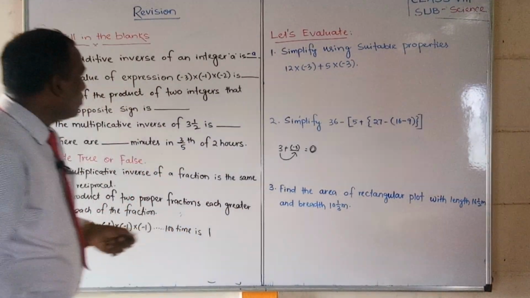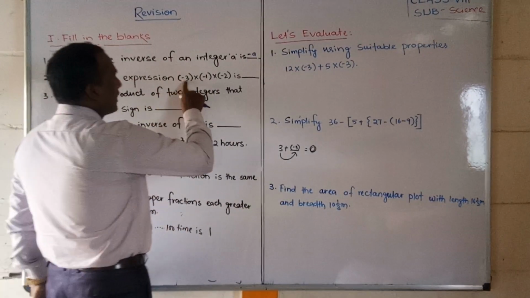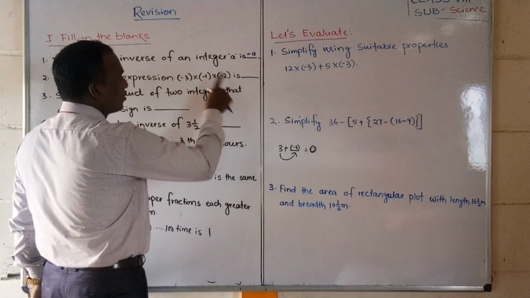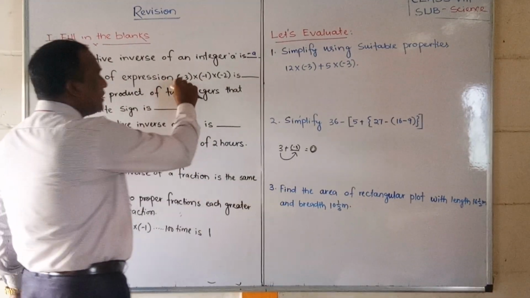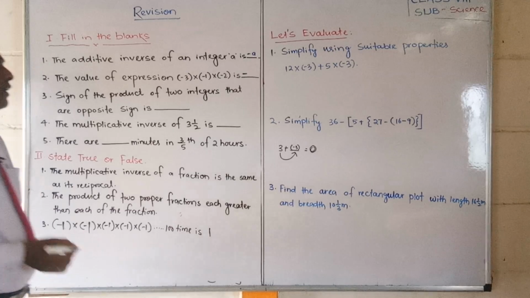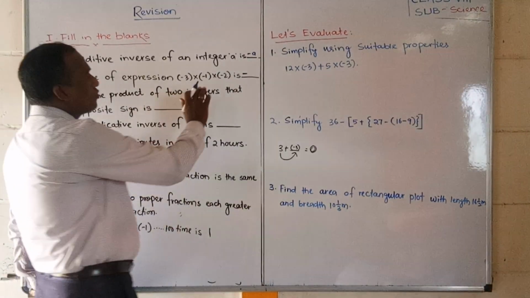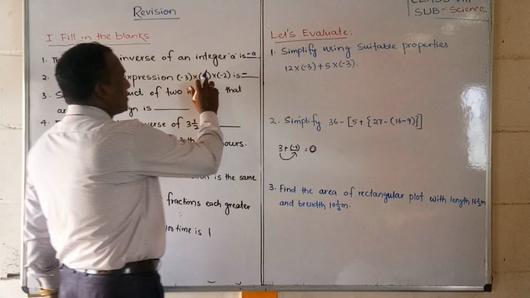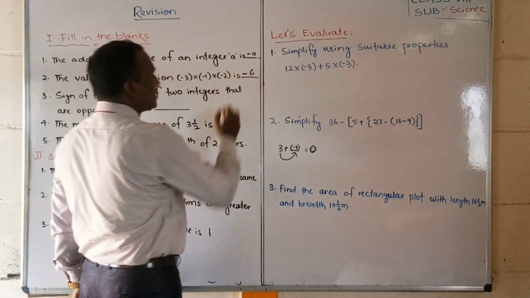Now look at here, students, how many negative signs are there? 3 are there, and 3 is an odd number. So the answer will compulsorily come negative. Then you should multiply as usual: 3 ones are 3, 3 twos are 6. So minus 6 is the answer.